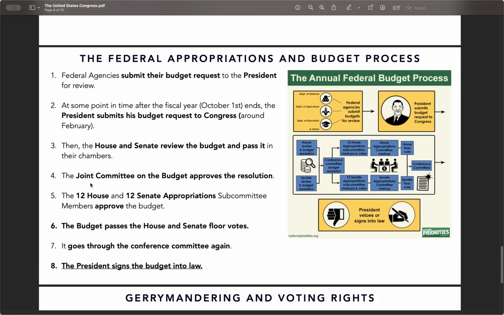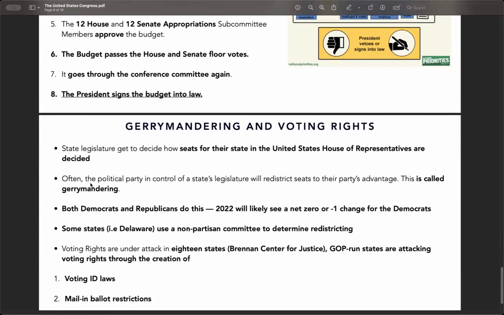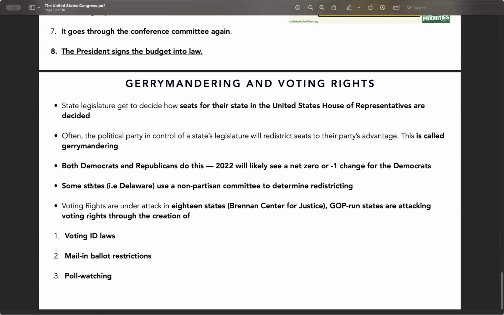The last big topic we're going to cover today, and I'm going to spend quite a bit of time on this, is gerrymandering and voting rights, because I really want you all to have a good conceptualization of how this operates. Note that the state legislature gets to decide how seats for their Senate and the US House of Representatives are decided. Often, the political party in control of the state's legislature will redistrict seats to their party's advantage, which is called gerrymandering.